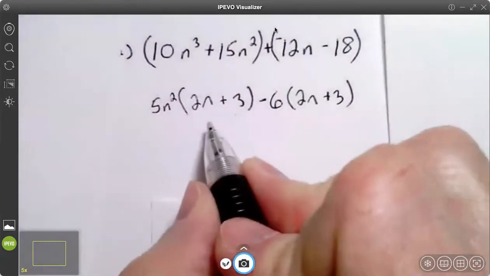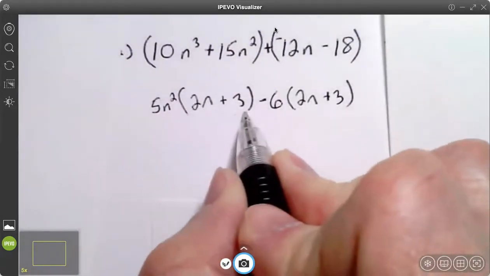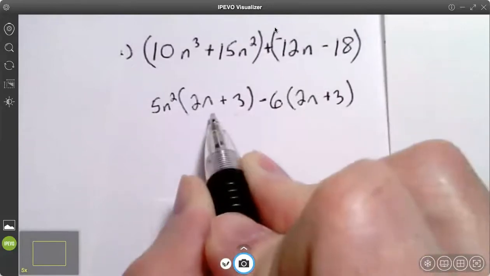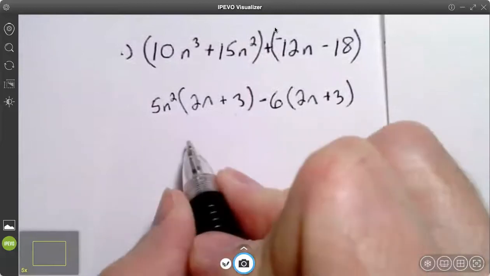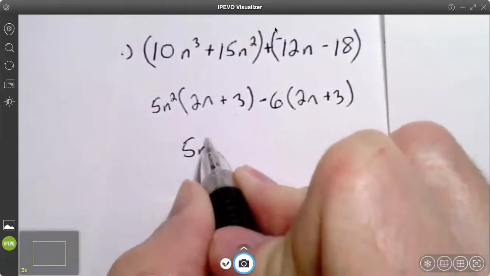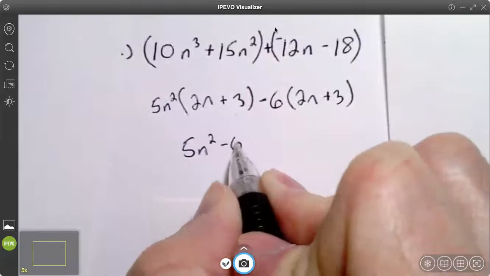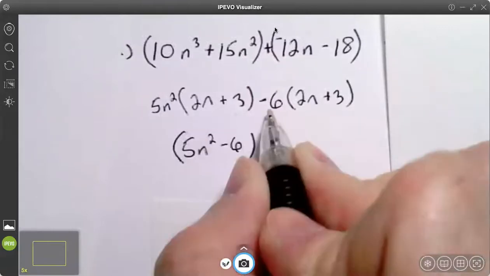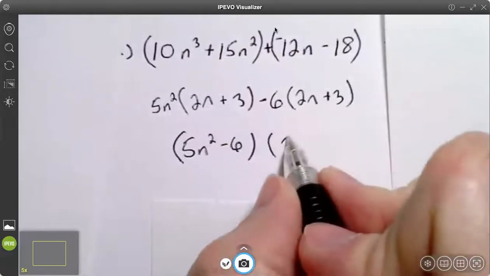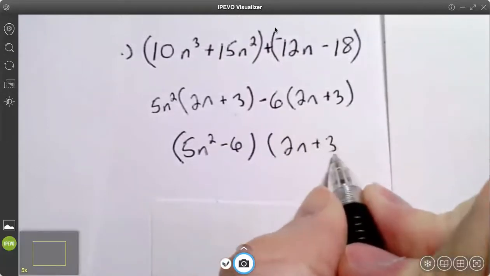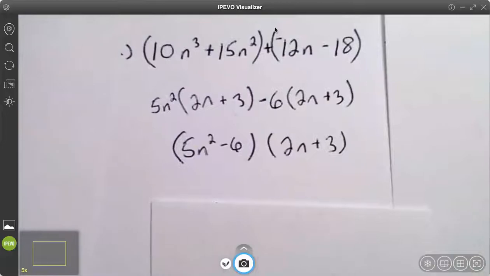So now I'm ready to write my answer. I accomplished my goal. What's inside parentheses matches. 2n plus 3 matches 2n plus 3. So I'm ready to write my answer. What I factored out, 5n squared minus 6, times what was left in that matches, 2n plus 3. And that is my answer. 5n squared minus 6 times 2n plus 3.